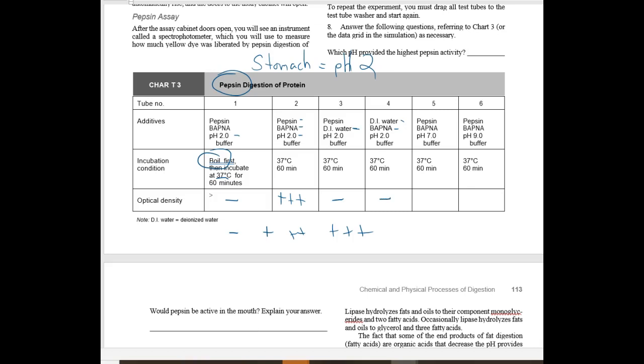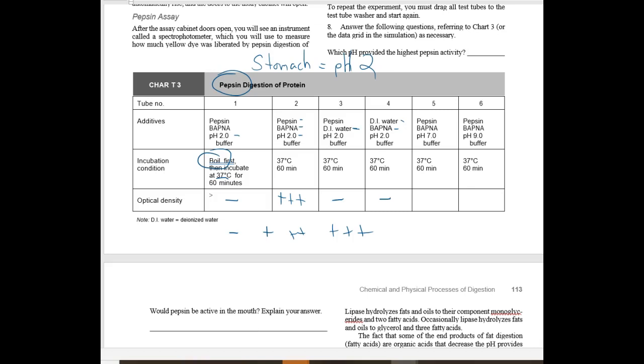So these two, again, are negative controls. They are designed to test negative so that when you get a positive result, you can trust it. Again, these two taken together mean you have to have enzyme and BAPNA together at the proper pH in order to get your enzymatic reaction.